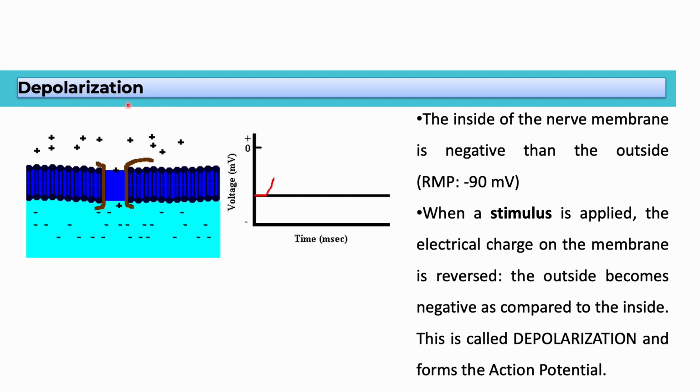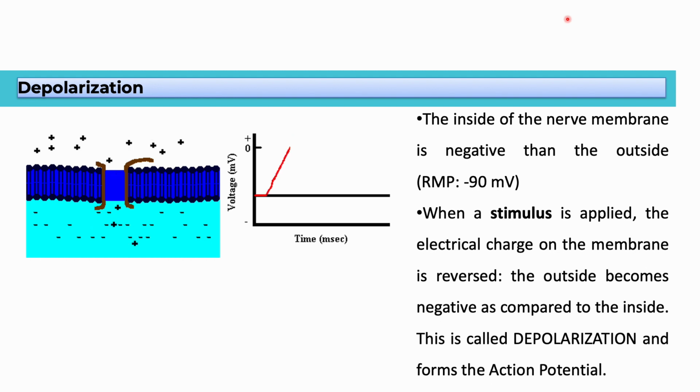All right, depolarization. Depolarization is the process by which the membrane potential of a neuron becomes more positive than its resting potential, typically as a result of an external stimulus. To understand depolarization, you have to keep in mind the principles of the resting membrane potential. Remember what we said: the resting membrane potential of a neuron is negative inside the cell relative to the outside of the cell, which is about minus 70 millivolts.